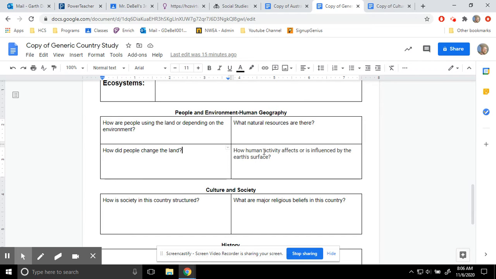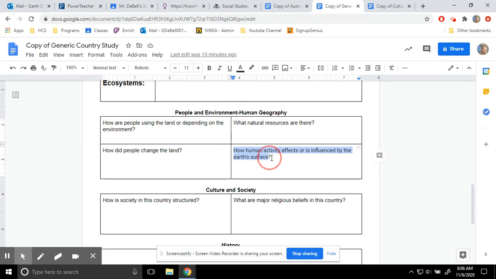How human activity affects or is influenced by the Earth's surface. So this you can talk about the climate section where we were talking about the outback and how it's like the desert and all this. You can also talk about how they're cutting down trees and it's increasing the salinity and things like that. But this would be in those sections where you're talking about climate, resources, and things like that. So those are just a few things you can put.